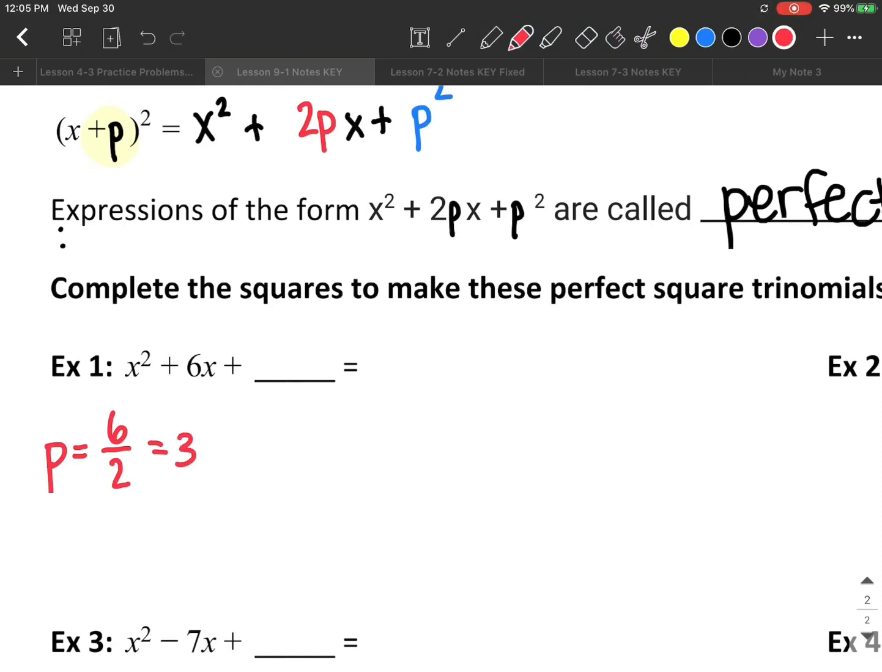And then I'm going to take 3 and square it. And that's going to be what goes here. So 9 goes there. So I found what number would be in factored form. I took that number and I raised it to the second power to see what would complete the square. And if I wanted to rewrite this whole thing now, I would rewrite it as x plus something squared. And the thing that goes in there is the 3 that I found was p.